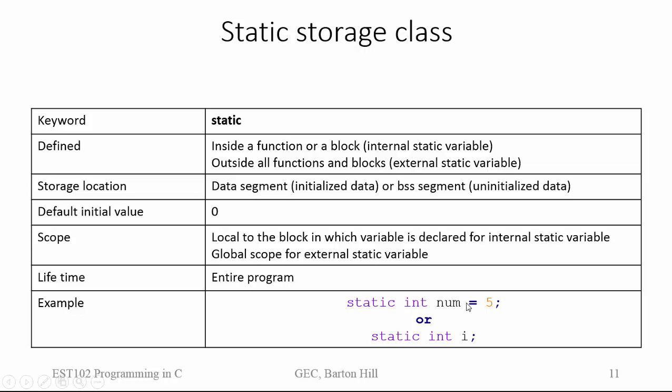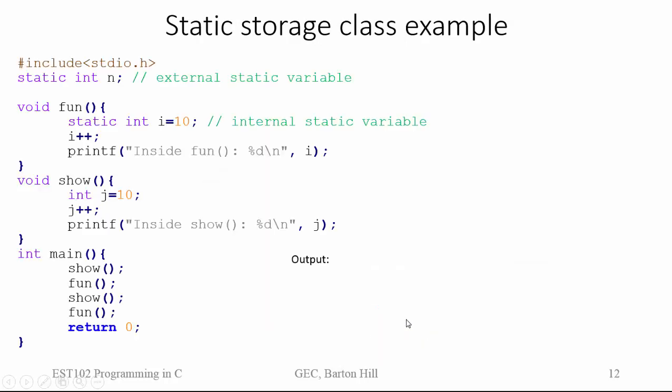Okay, there one example is given. We will just go through the program. So here we have a static int n, which is an external static variable. Then we have a function fun in which another static variable i is declared and initialized. So it is an internal static variable. Then we have a show function in which a non-static variable, or an automatic variable, since no storage class is mentioned here, is also declared and defined. Okay, and we have a main function calling these functions.